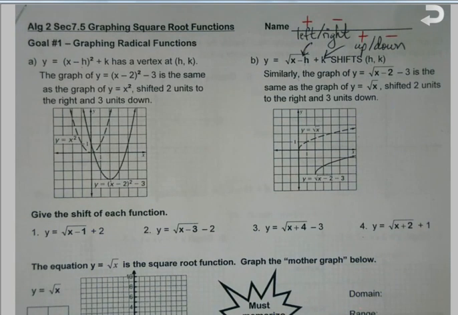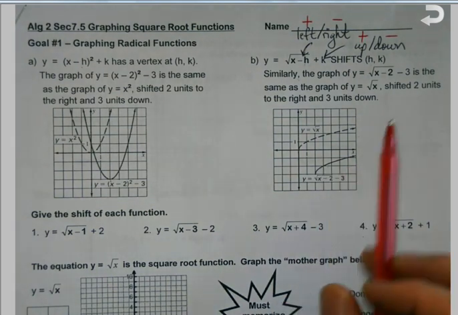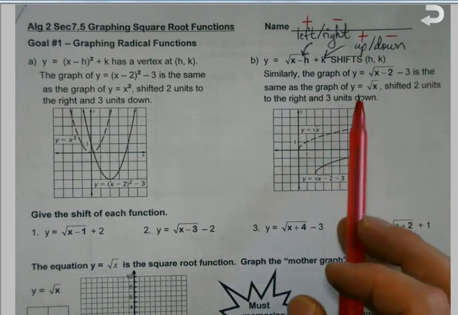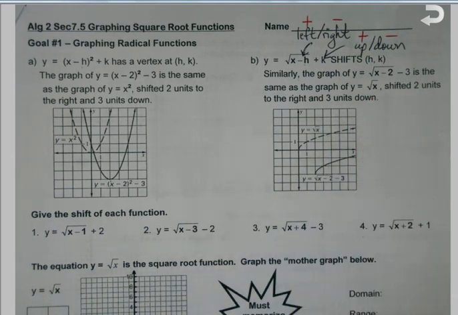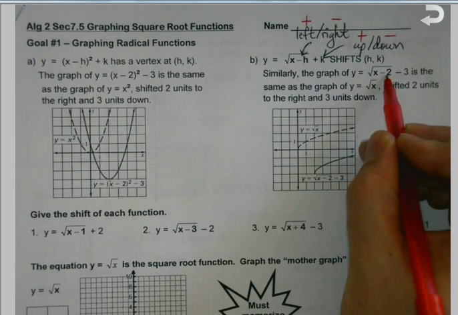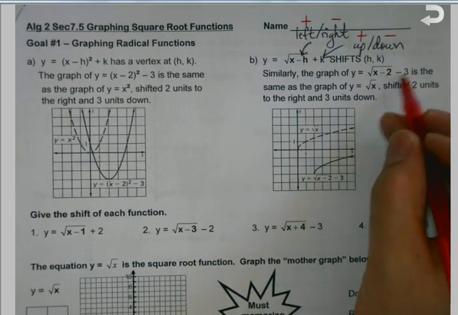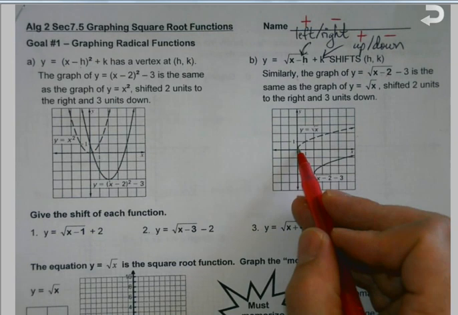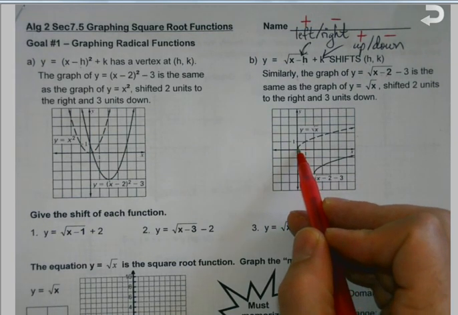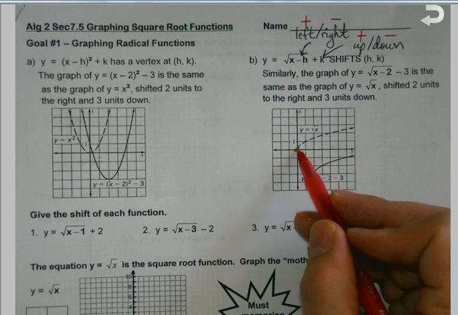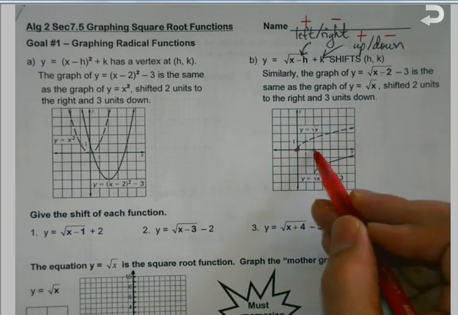So like it mentions just below, it says similarly, the graph of y equals the square root of x minus 2 minus 3 is the same as the graph of y equals square root of x shifted 2 units to the right. So again, it's the opposite of kind of what I would think. And 3 units down. So if this is my regular graph, and we'll do that down here below in just a minute, I'd just take each of the points on it, and I would go 2 right and 3 down.